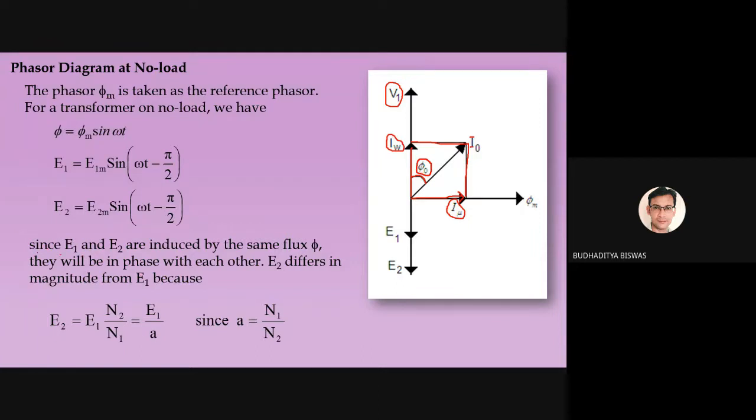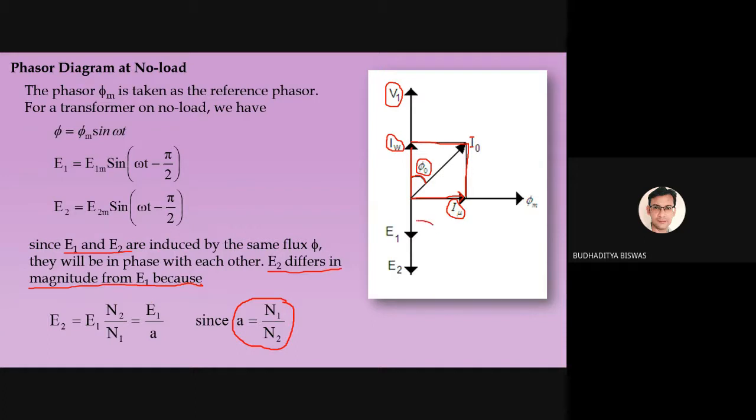Since E1 and E2 are induced by the same flux phi, they will be in the same phase with each other. E2 differs from E1 only by magnitude, because E1 by E2 equals N1 by N2. The turns ratio depends on N1 and N2, so as N1 and N2 are not the same, they differ.